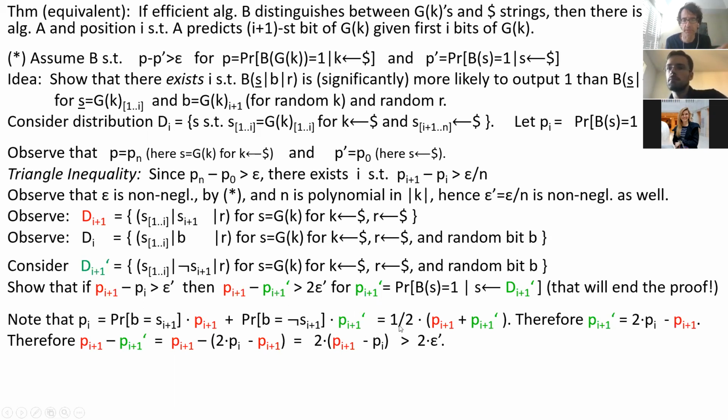But these two probabilities are 1/2, both of them, right? This probability is 1/2 because it's a random bit. This probability is 1/2 because it's a random bit. So this is just 1/2 the red plus 1/2 the green. Therefore, green is, if you flip this, you move 1/2 to this side, twice pi minus pi plus 1. So if you subtract, it's red minus twice the black minus the red. So it's twice red minus twice black. So it's twice epsilon prime.